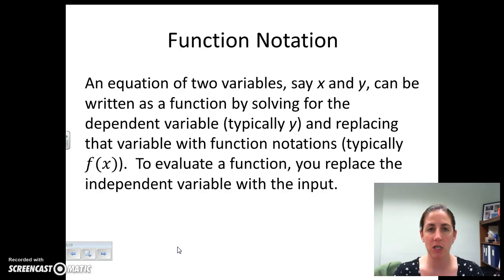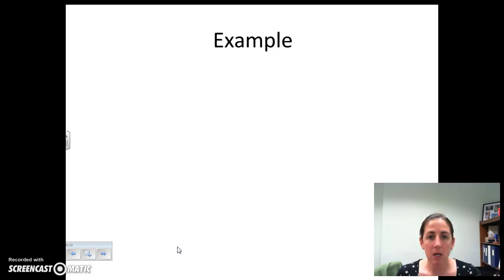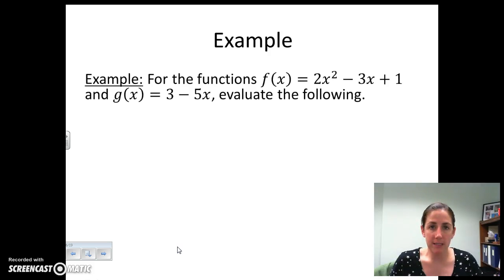If you have more than one function in the same group of equations or the same group of problems, then you want to give them different names. And inside the parentheses, typically x is your independent variable. That's the input that you're going to input into your function. Now to evaluate a function, you're going to replace the independent variable with whatever the input is, whatever's in the parentheses. So for example, here we have 2 different functions, f and g. F says you're going to take whatever the input is, 2 times that input squared minus 3 times that input plus 1. G, whatever the input is, takes 3 minus 5 times that input.